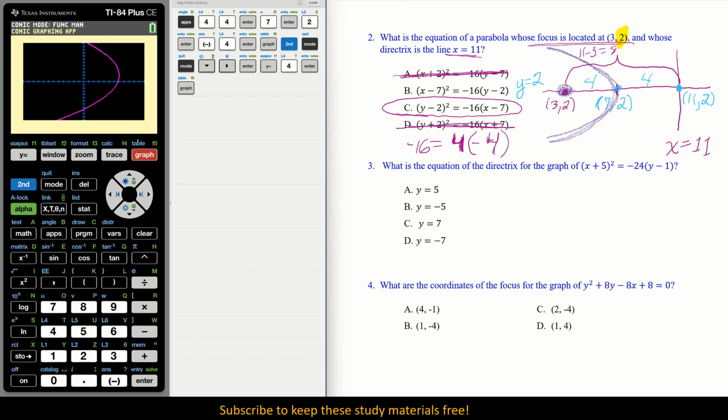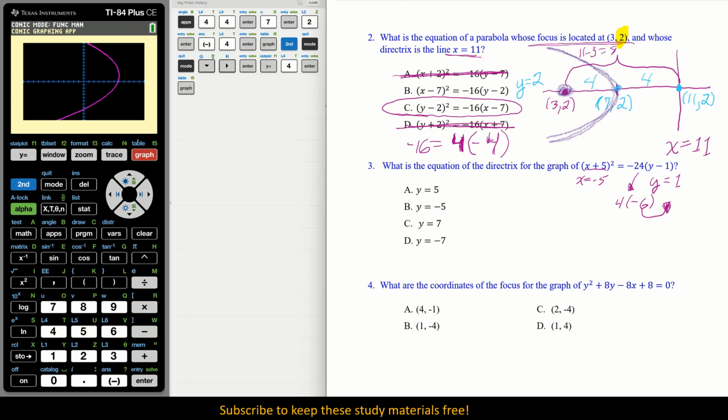Okay, so let's go to the next one, number 3. What is the equation of the directrix for the graph of x plus 5 equals minus 24 times y minus 1? Okay, we know some things already. Because of this x plus 5 squared, we know that our parabola is going to open up or down, okay? So we know that x equals minus 5, and we know y equals 1. We also know that our p will be minus 6 because this is 4 times minus 6.